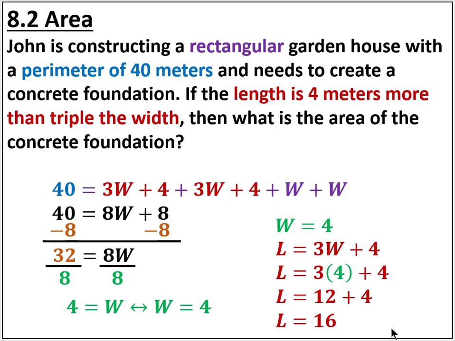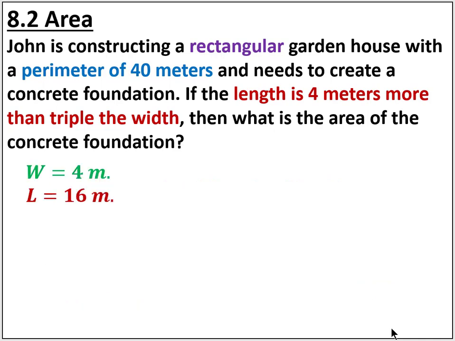So that's the dimension, but that doesn't mean we're finished with this word problem. Because remember, in the question it says, what is the area of the concrete foundation? So in order to find the area, you do need to know your width and your length. Because the area of a rectangle is length times width, or width times length. The order doesn't matter because you're still going to multiply the numbers either way.